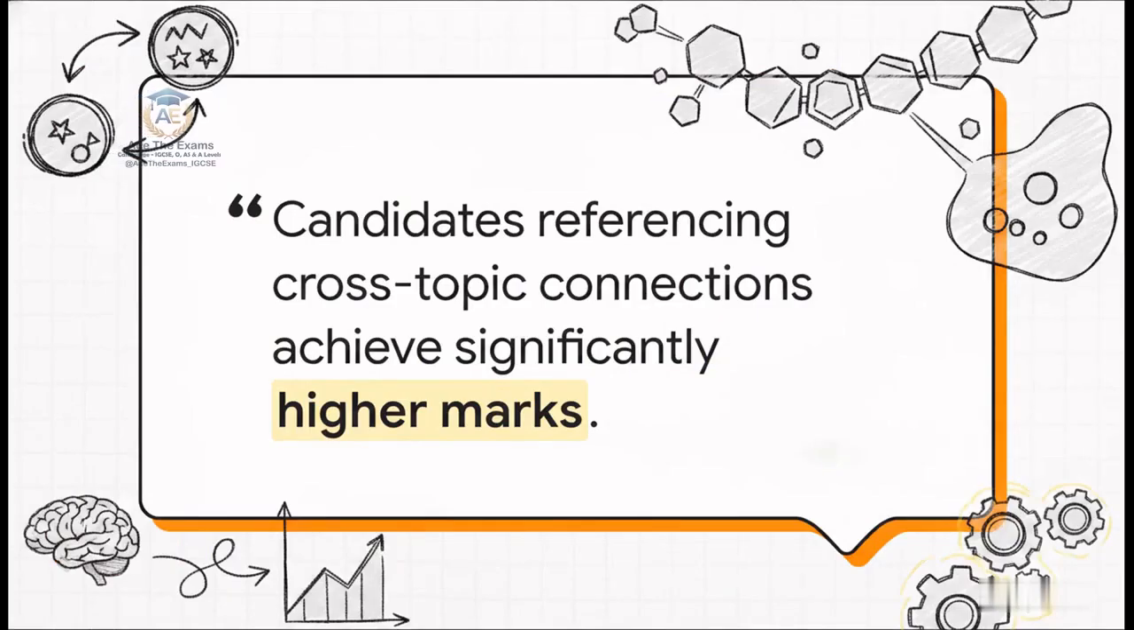Actually, don't just take my word for it. Look at this quote straight from the Cambridge Principal Examiner report. Candidates referencing cross-topic connections achieve significantly higher marks. This brilliantly illustrates what the examiners are actually looking for. The assessment framework prioritizes analytical depth and evidence-based reasoning over superficial breadth. They want to see that you can link, say, enzyme affinity to protein structure or to cellular transport mechanisms, depending on whatever data they give you.